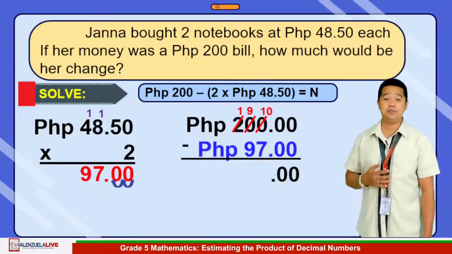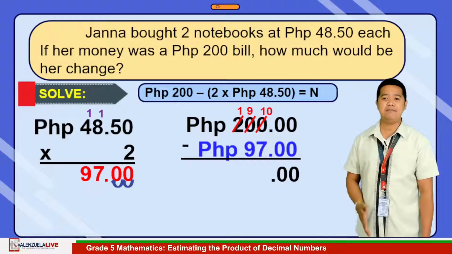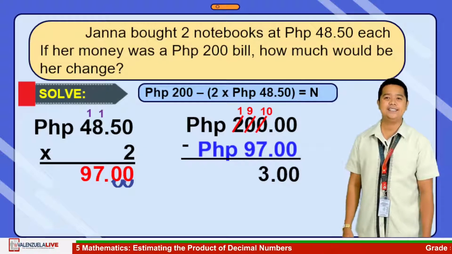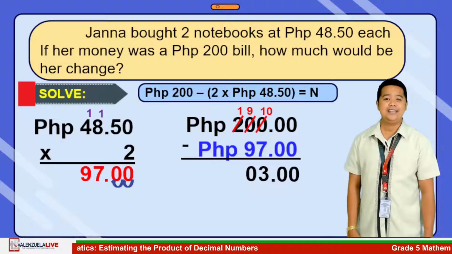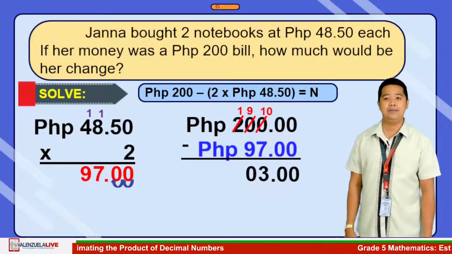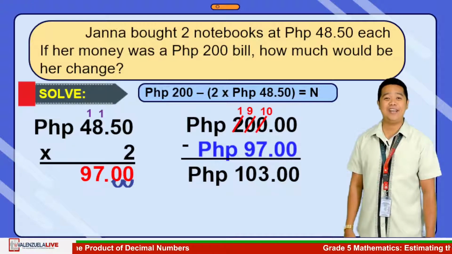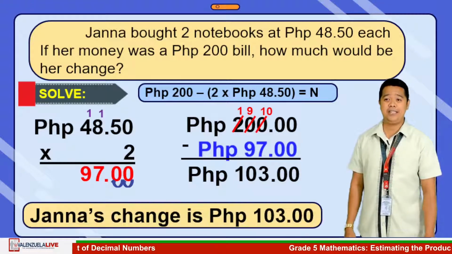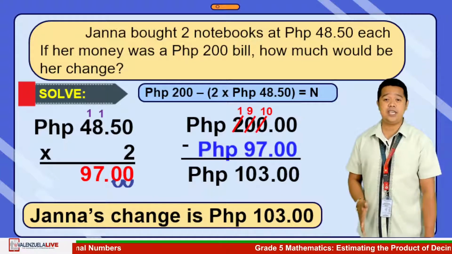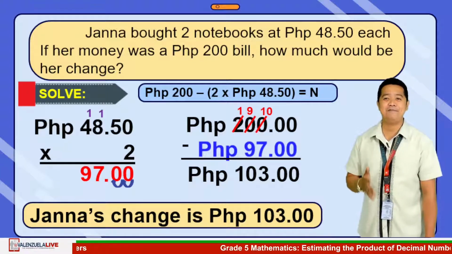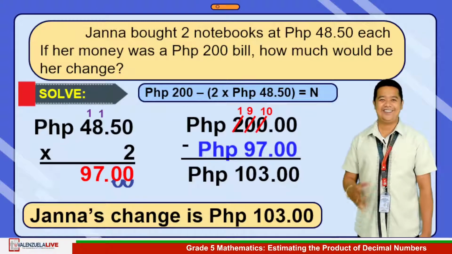Then we can now subtract. 10 minus 7 is equal to 3. 9 minus 9 is 0. Then bring down 1. We have 103 pesos. Meaning to say, Jana's change is 103 pesos. Okay, now.